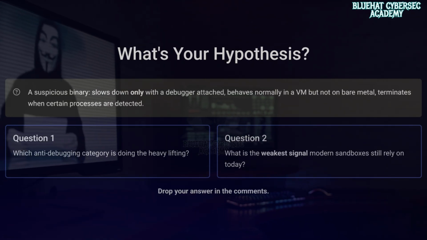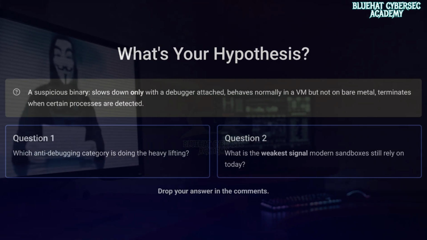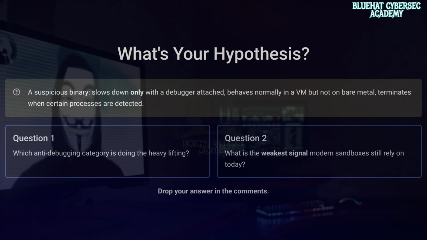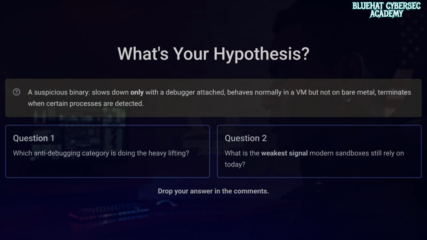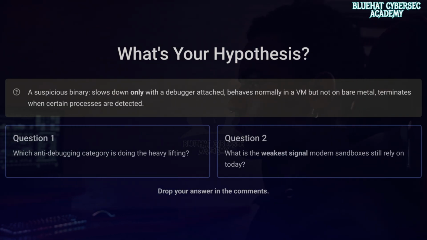And one more question to push your thinking further. If malware can successfully detect observation, what do you think is the weakest signal modern sandboxes still rely on today?